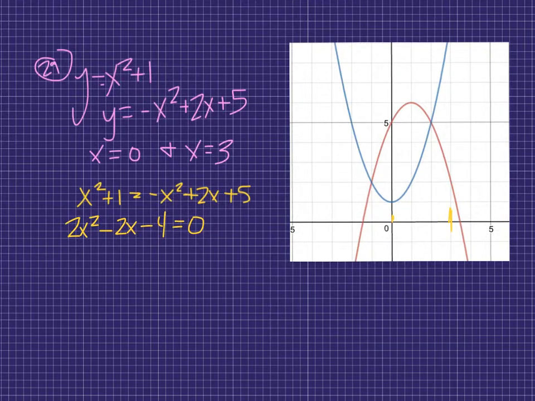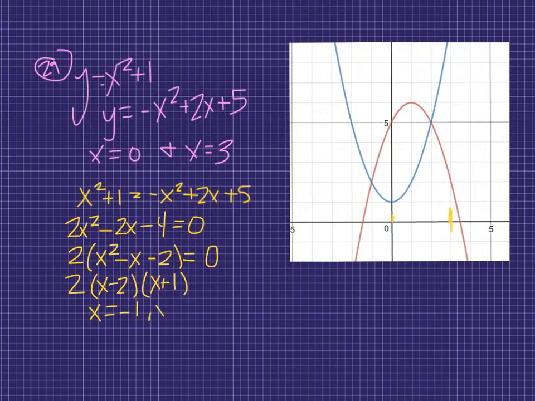First off, it might be helpful to see where these two functions intersect. So I set them equal to each other. I started solving. I need to factor out a 2, and that will make this easier. And when I factor this, I end up getting x minus 2, x plus 1. So I know that they hit each other at x equals negative 1 and x equals 2. The x equals negative 1 doesn't matter a whole lot. The x equals 2 is helpful.